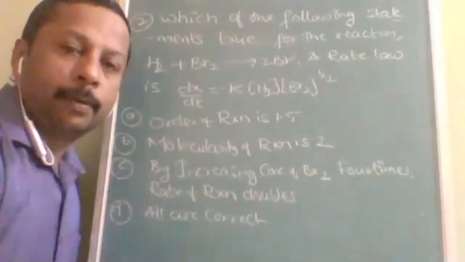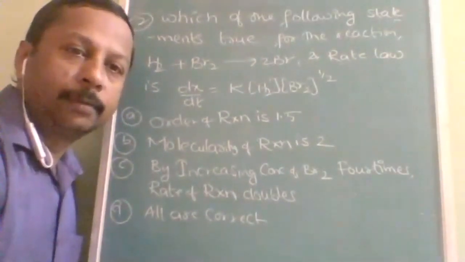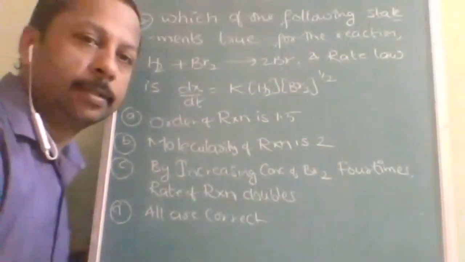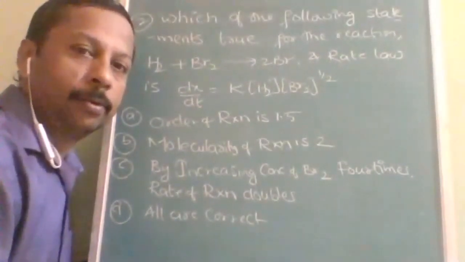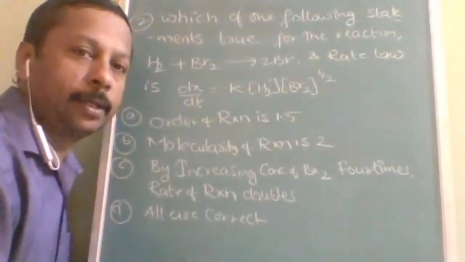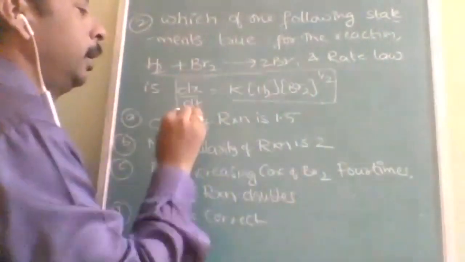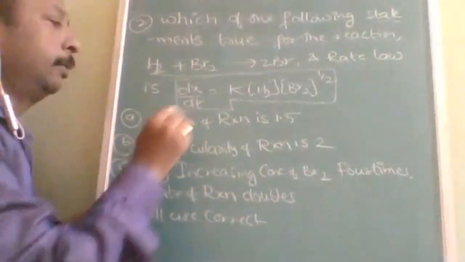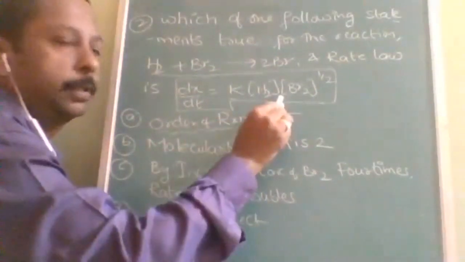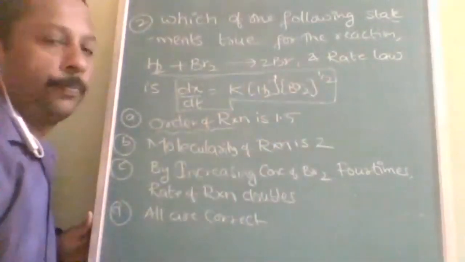Okay, this question is selected because it covers many topics in one question. Unless you know all the topics, you will not be able to answer this question. So let's go through this question. Which of the following statements is true for the following reaction? The reaction is given, and the rate law is also given. Then the statements on order and so on are there. For order of reaction, we should consult the rate law.